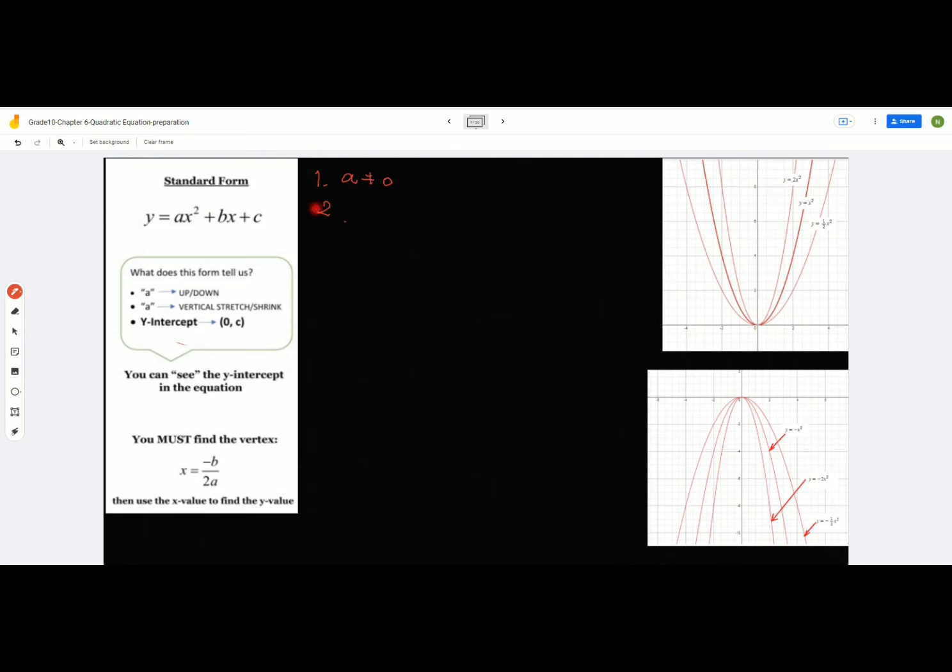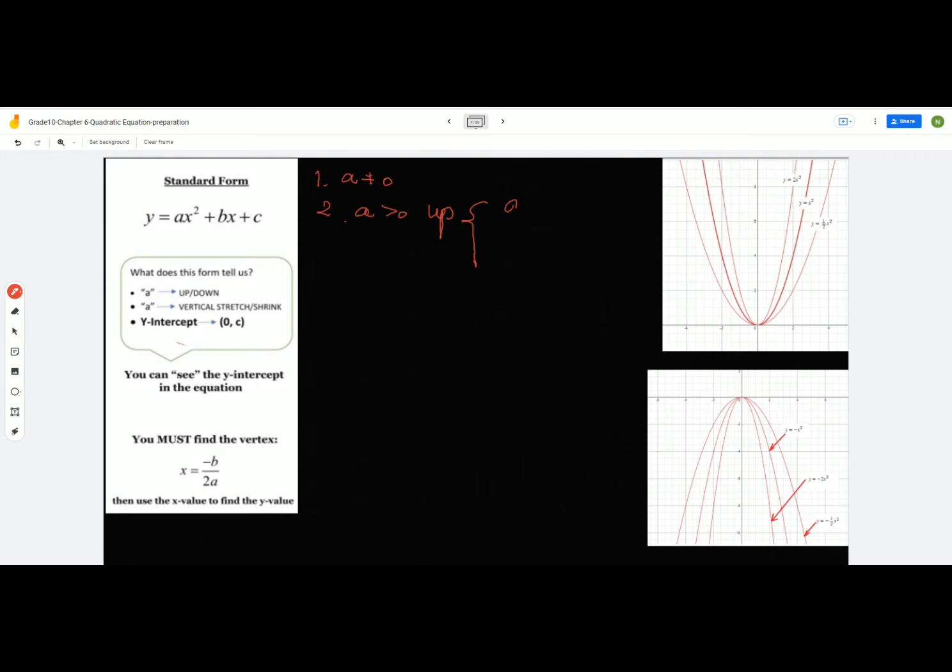Second, if a is greater than 0. For example, in y equals 2x squared, a is 2. In y equals x squared, a equals 1. In y equals 1 over 2 x squared, a equals 1 over 2. They are all greater than 0, so the parabola opens upward.